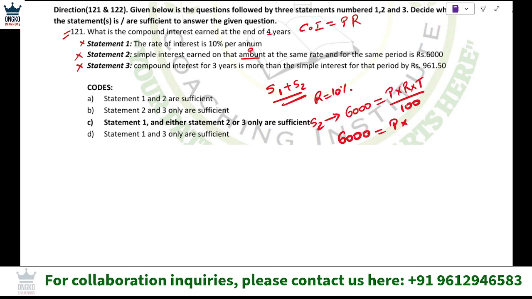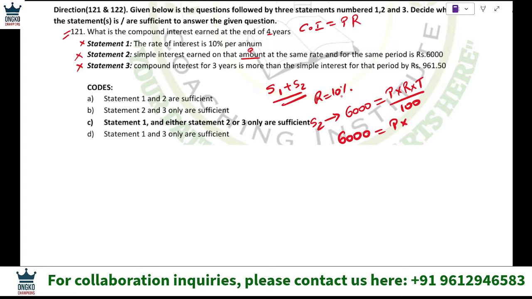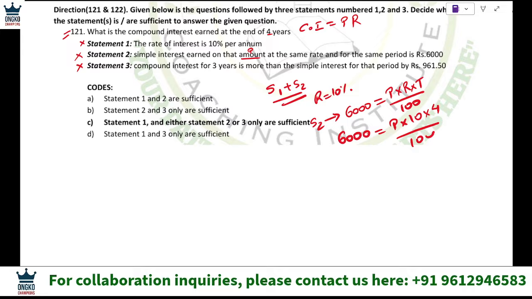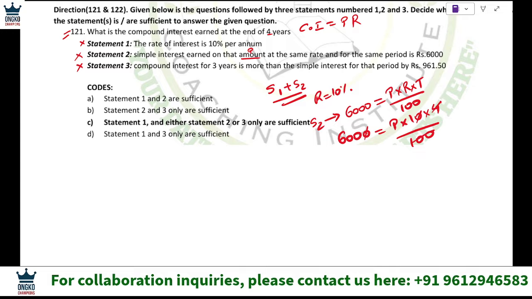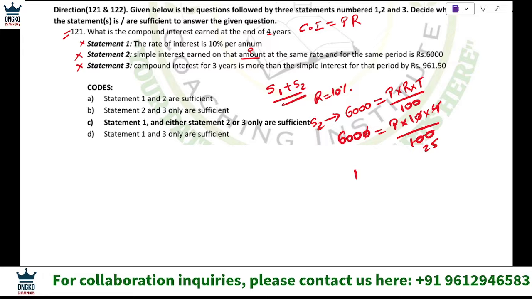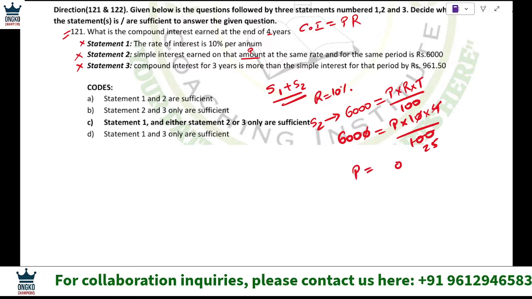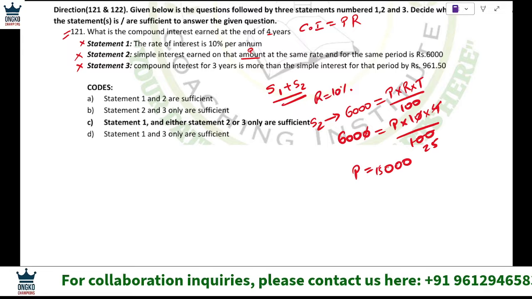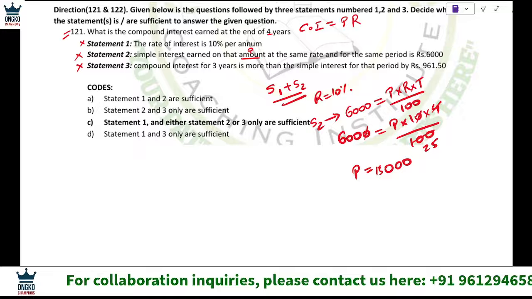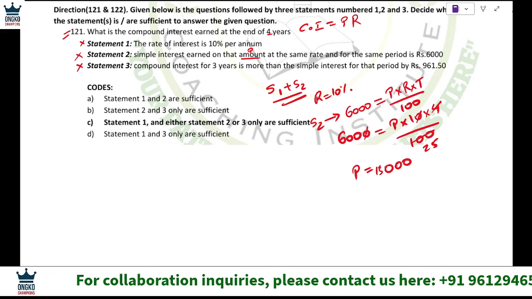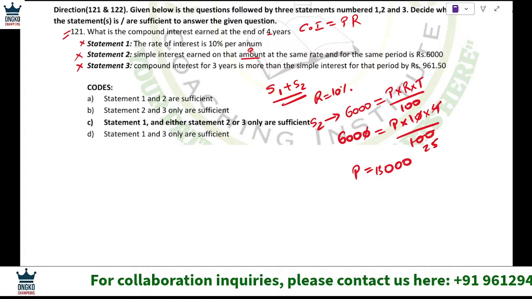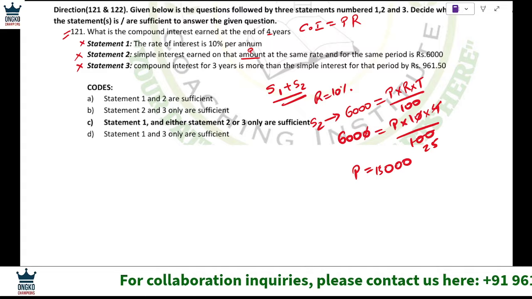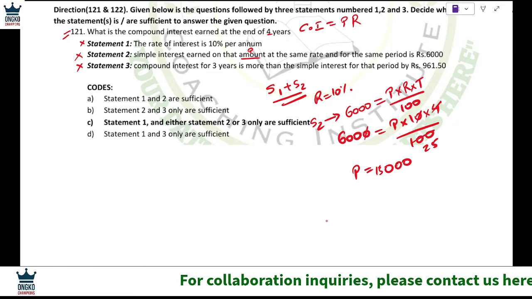The principal is not known, but combining 1 and 2, the rate is 10% for 4 years divided by 100. So here the zero cancels, 4 times 25, and the principal will be 15,000. So we get the principal, and with the principal we can find the compound interest. Definitely we will get the answer.